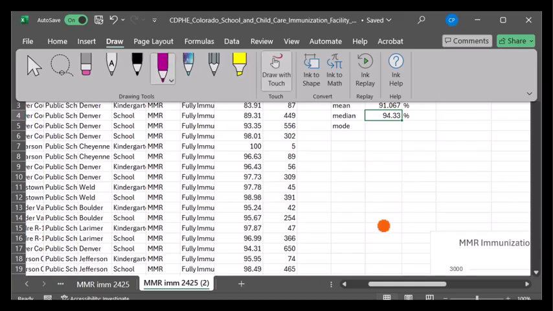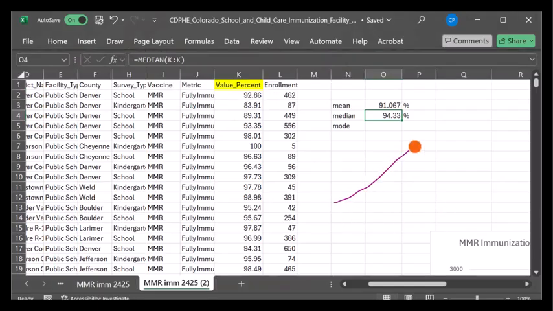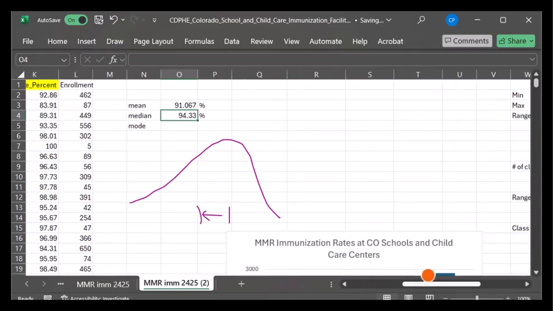What I'm visualizing here is a skew to the left, where more of the values are on the high end. That's representing the median, kind of where the bulk of the data is. And the mean is a little bit lower because it's being pulled lower by some lower outliers. And this is reflected in the histogram we were looking at earlier.